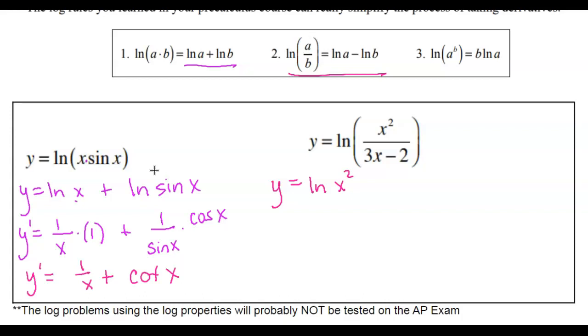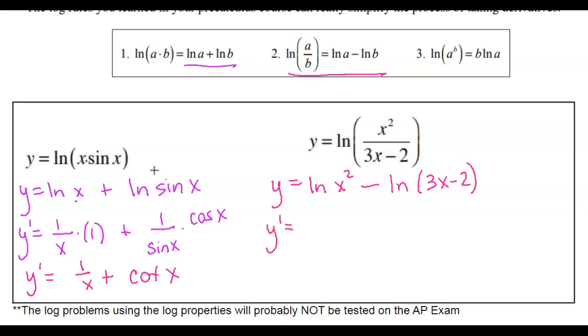It'll be written as one fraction because you'll have to do 1 over the inside, and then times the derivative of the inside, which is a quotient rule. So it is a totally different kind of answer. It'll be a common denominator. These will be separate answers. But for time's sake, on the AP exam, they would probably have you write your answer using the log properties because that's just a lot faster.